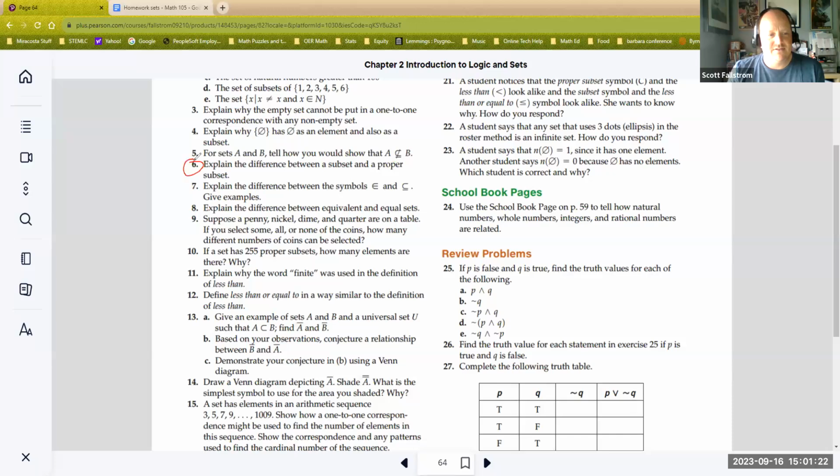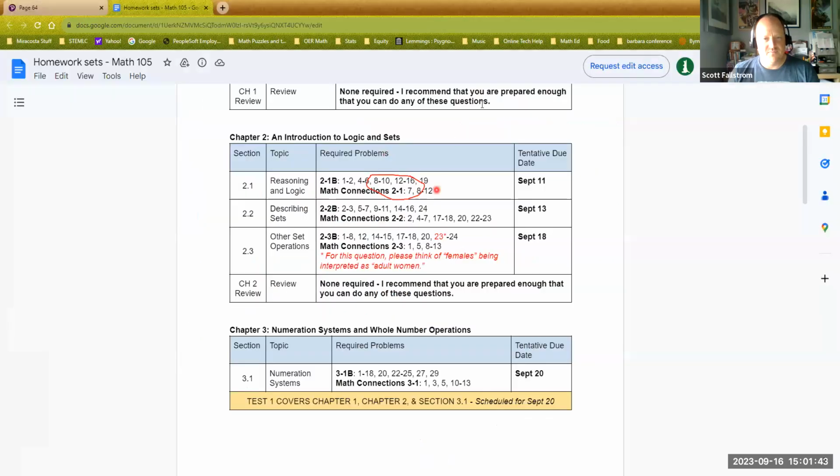Okay, 6 is the difference between a subset and a proper subset. So we've defined those. Try to make sure you go back. What is the definition of each? What is the difference between them? I'm asking you to put that difference into words. And then these symbols, hopefully you've got those down now. One is element, one is subset. Give examples, it says. Not too big of a deal there. Hopefully you feel comfortable with those.